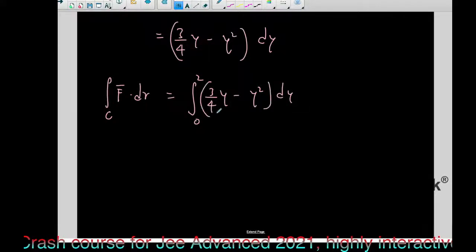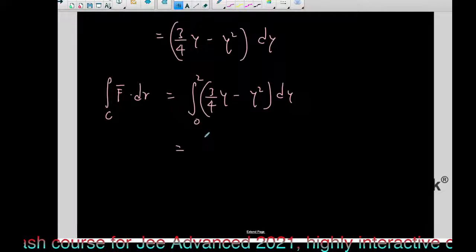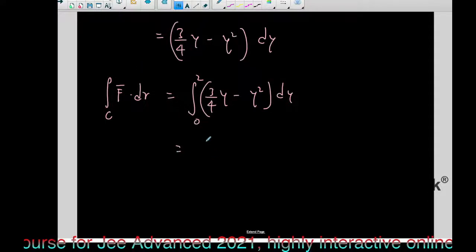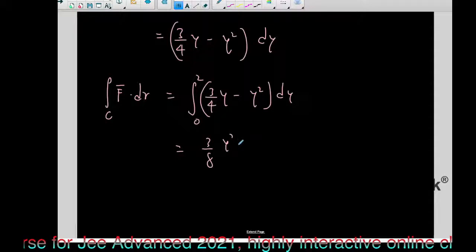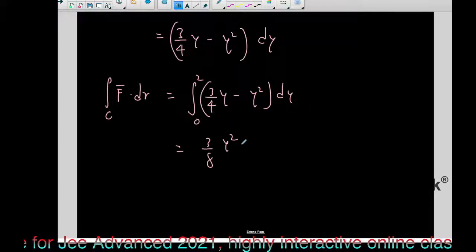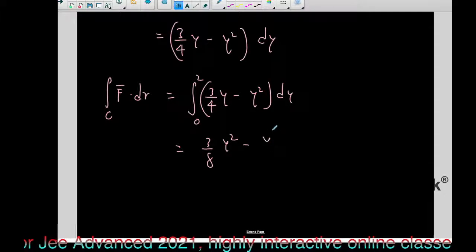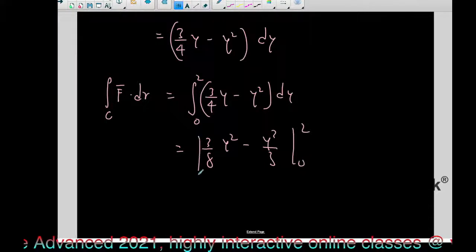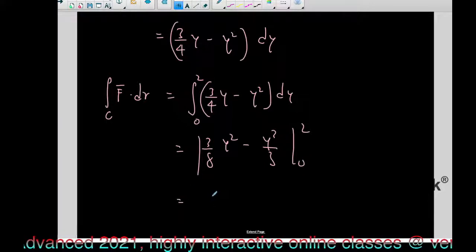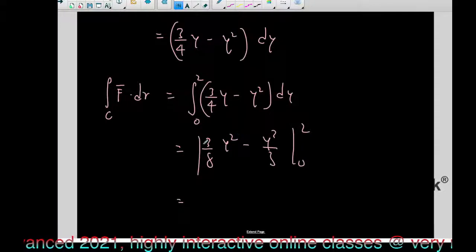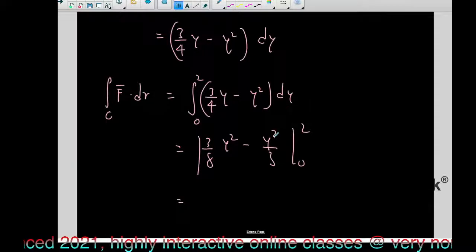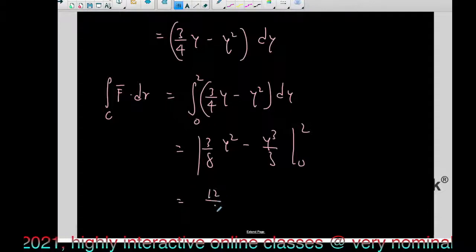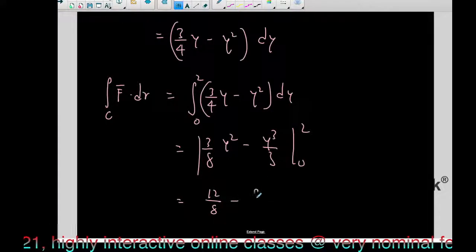Now integrate simply. It is a simple integration. That is 3 by 4 times y square by 2, that is 3 by 8 y square. Are you getting why 8? Minus y cube by 3, from 0 to 2. Upper limit minus lower limit. You see over here, 2 squared is 4, 3 times 4 is 12 by 8, minus 2 cube, 8 by 3. So you say here 12 by 8 minus 8 by 3.